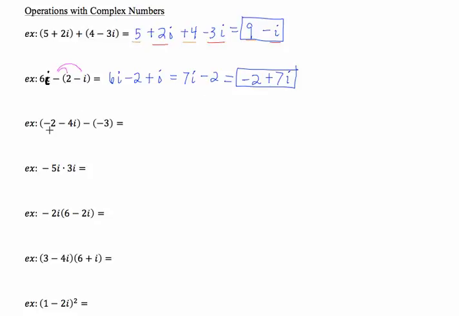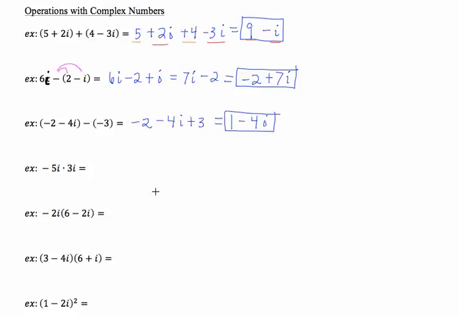Okay, subtracting these two complex numbers, we would have to multiply this negative by 3 to give us positive 3. And these parentheses here are really not necessary. They're not doing anything, so I'm going to eliminate those. Negative 2 minus 4i, and then minus negative 3 is plus 3. Then we combine like terms. 3 minus 2 gives us 1. Then we have the minus 4i. Okay, so that's how you add and subtract complex numbers.